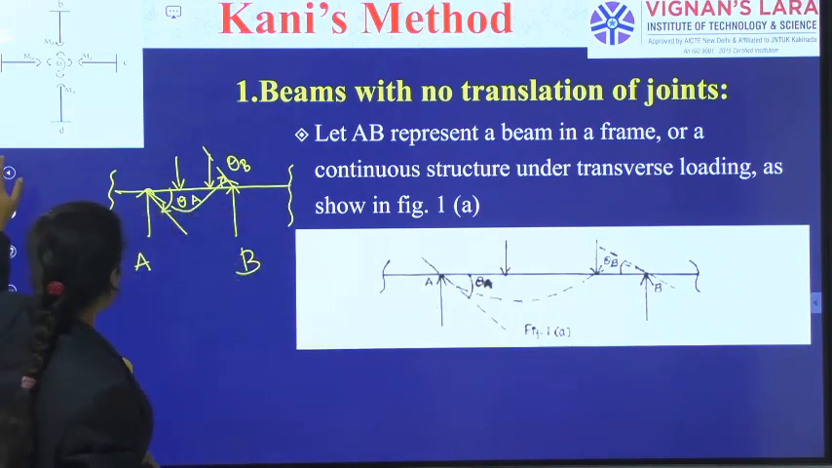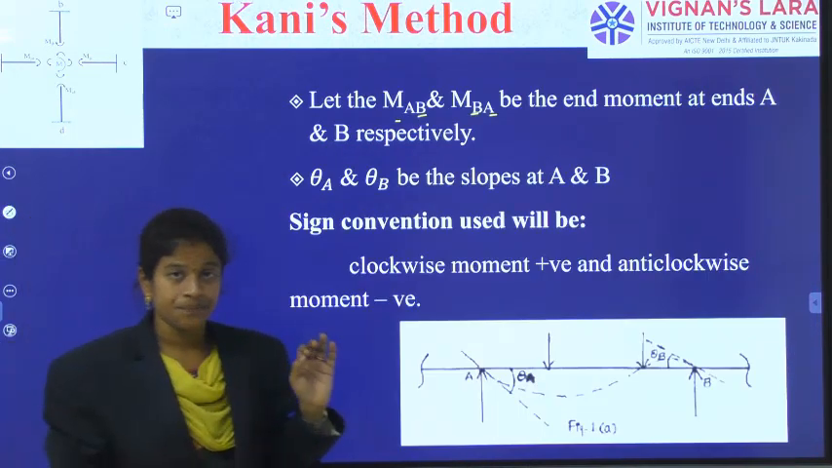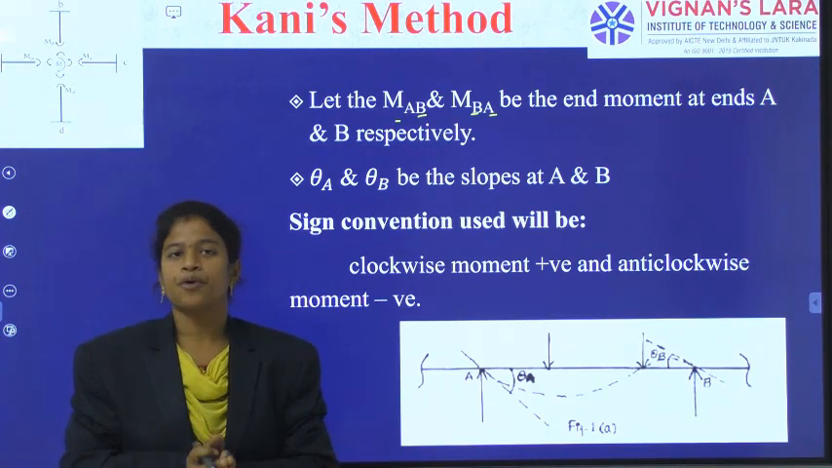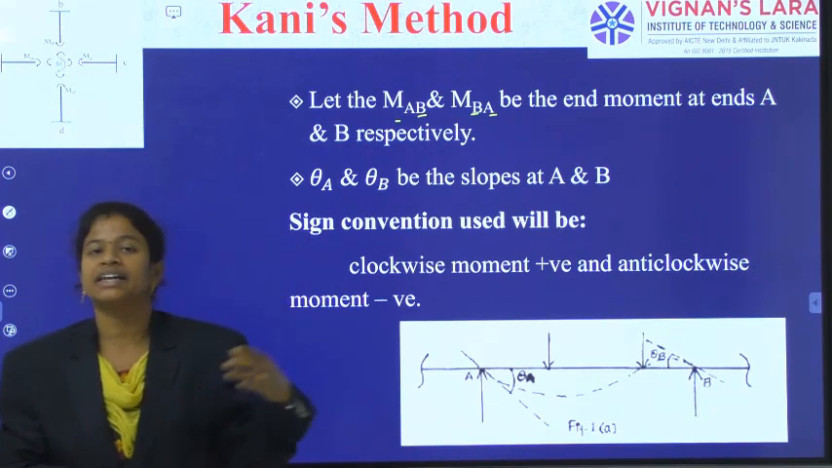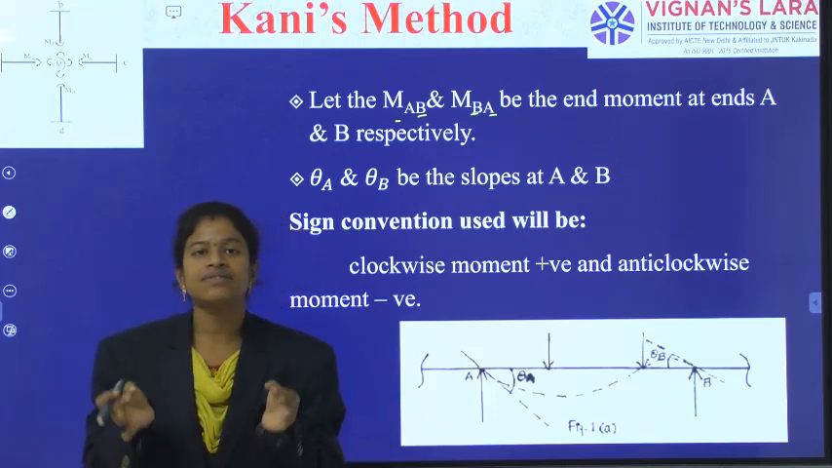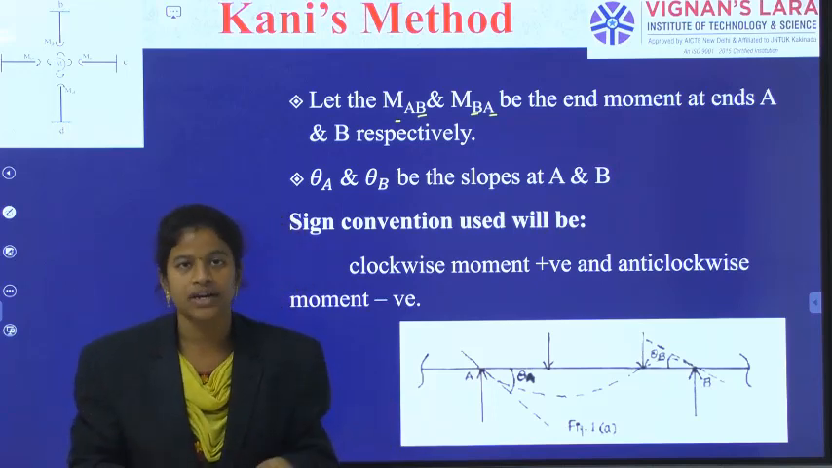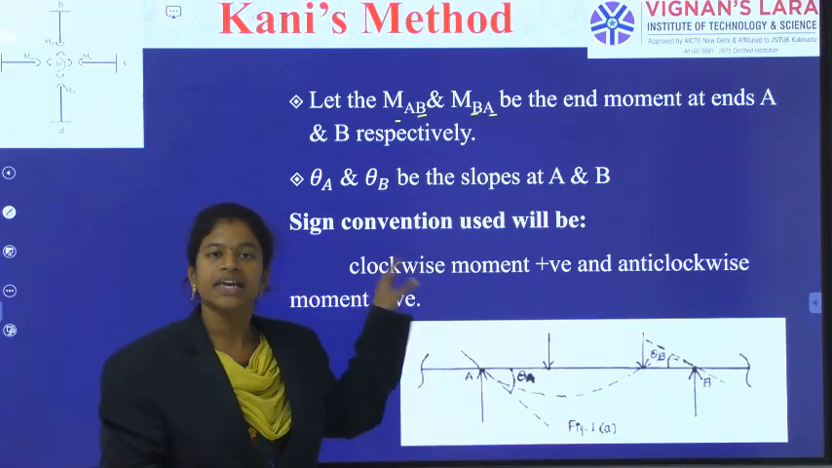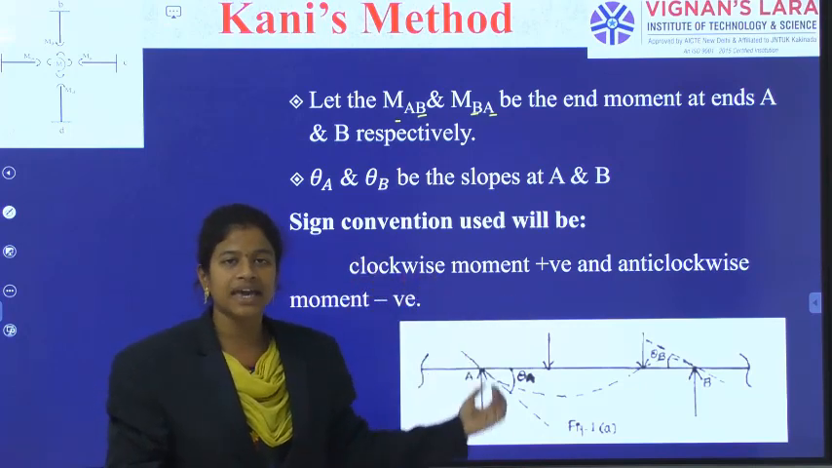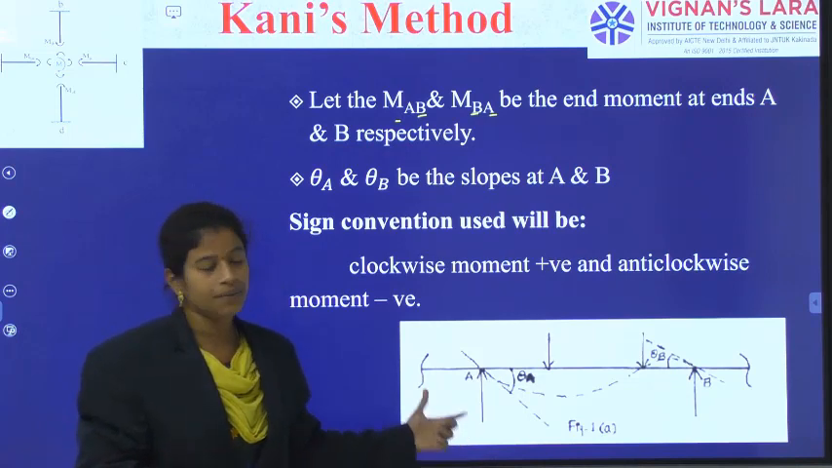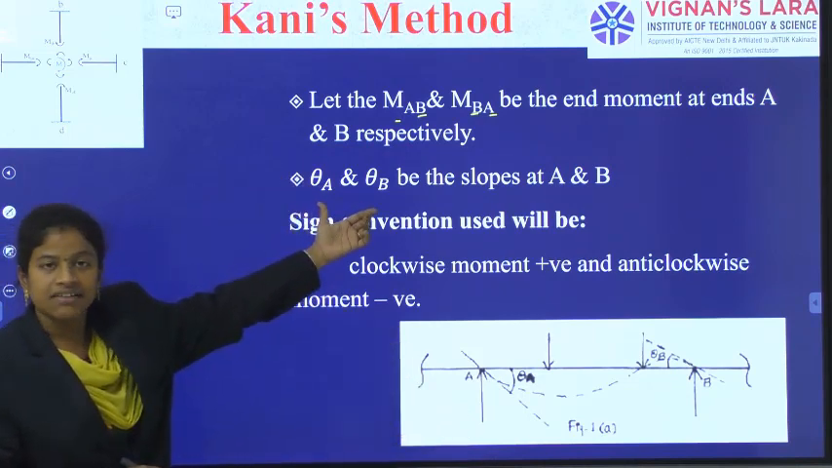Now, we will analyze the support moments. Whichever method you choose, slope deflection method, moment distribution method, Clapeyron's theorem, any method gives the support moment calculations only. This method also gives its own way for calculating the support moments, such as MAB and MBA, which are the final outputs for the problem. And these conditions they have given.